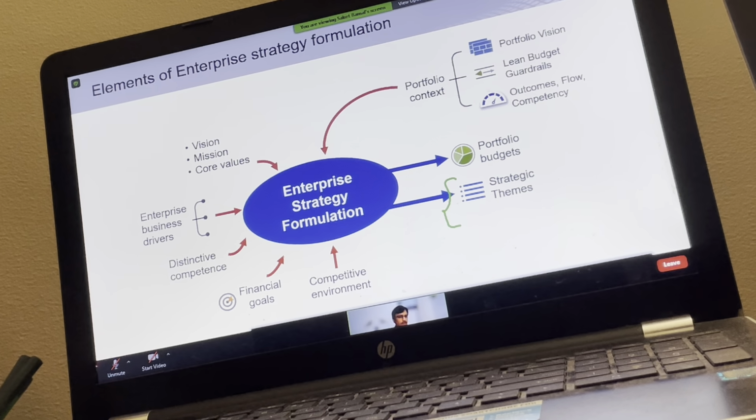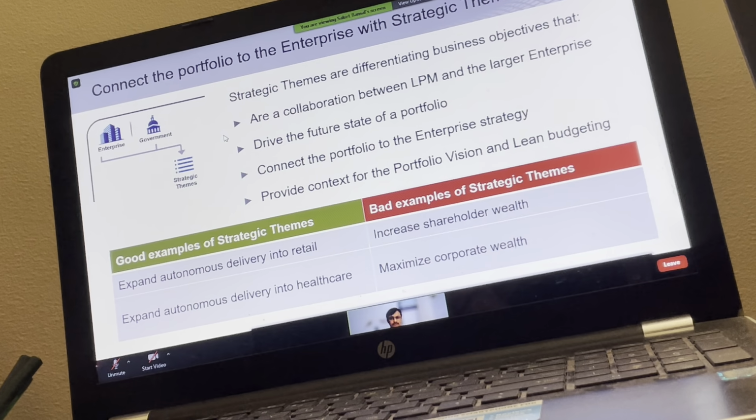There is no SAFe meeting here. We are saying that the organization is expected to have their strategic meet. So based on a strategic meet, the organization comes with a strategy. So I gave some examples. Strategic themes are something which differentiate your future business. They are developed collaboratively between lean portfolio management and the organization. They help us in driving our future state.